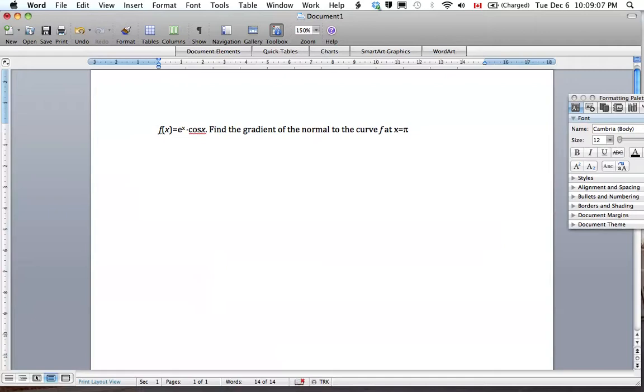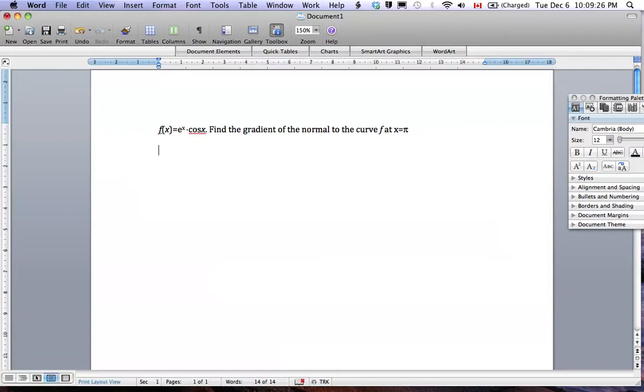Right, so this is May 2009, paper 1, question 3. The question is essentially that if you're given a function f(x), which is equivalent to e to the power of x times cos x, find the gradient of the normal of that curve when x equals pi.